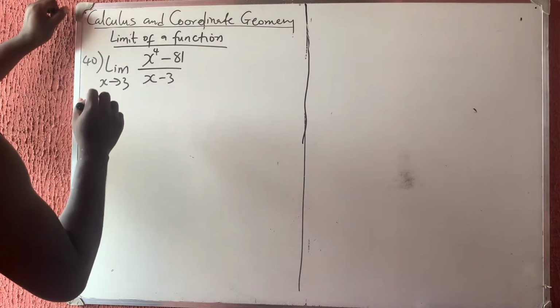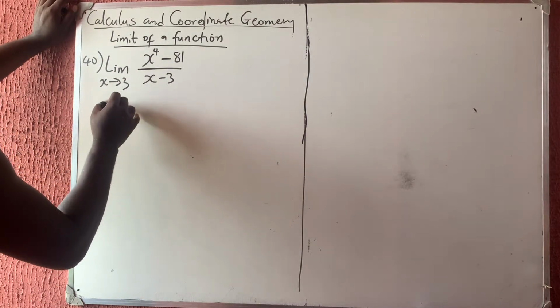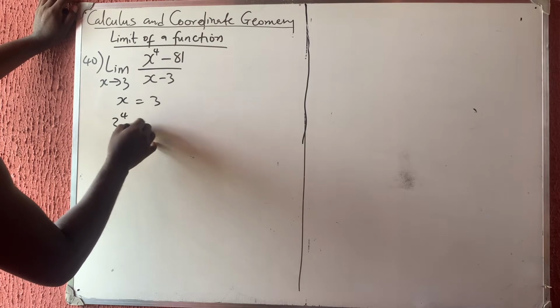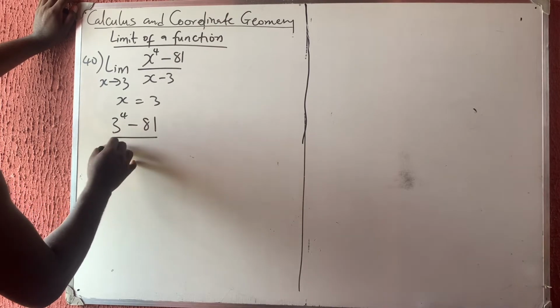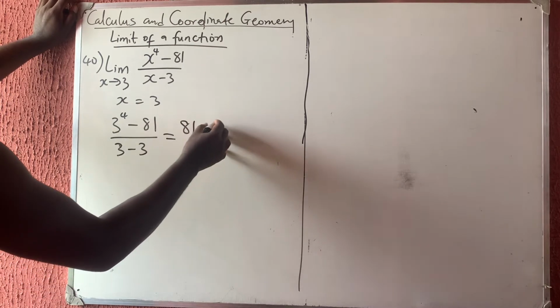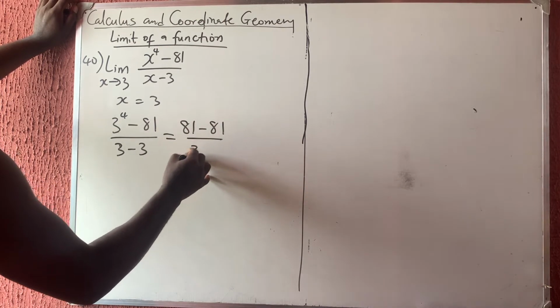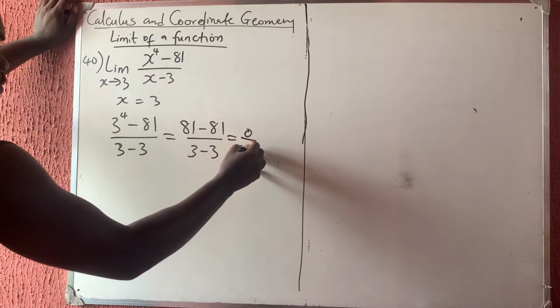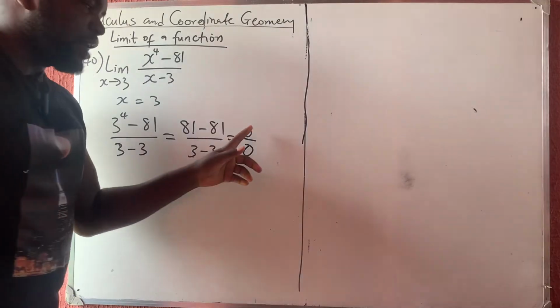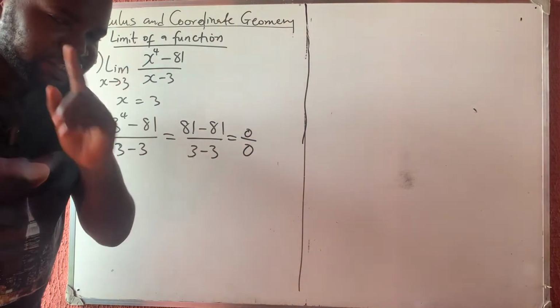If I substitute that x is equal to 3, we'll be having 3 raised to power 4 minus 81 all over 3 minus 3. So 3 raised to power 4 is what? 81, minus 81, all over 3 minus 3, which is 0 over 0. Now, the problem is, whenever you get 0 over 0, you have to differentiate.